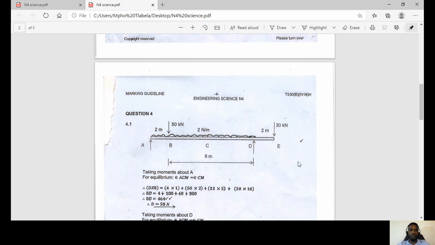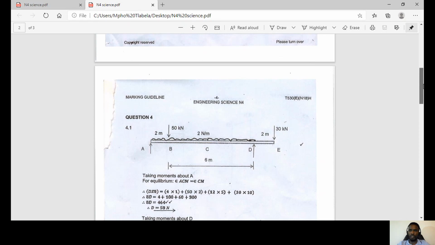Right, and furthermore, we are told that between A and D, we've got an evenly distributed load of 2 newtons per meter. As you can see here, we've put that spread load here between A and D. Right, so far that is what is asked for us. I think that one was straightforward and clear. Let's have a look at what is asked from us. The next question, what is it all about?